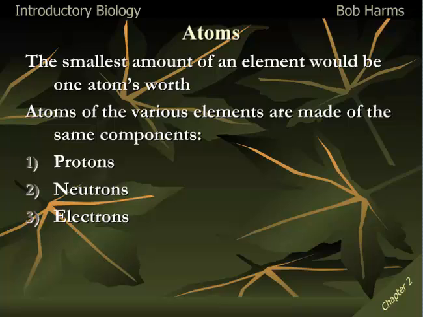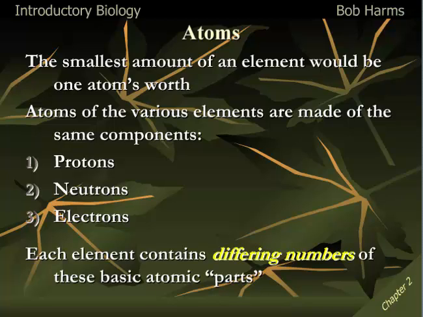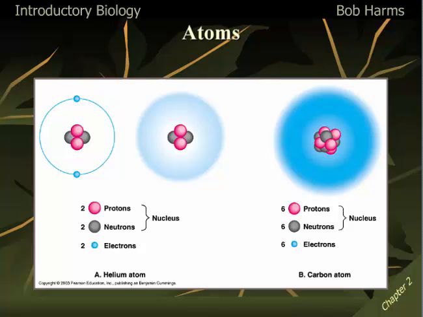Now, what makes oxygen chemically a different building block or element than carbon or nitrogen is simply, well, how many of these basic atomic parts do we find? How many protons, neutrons, or electrons make up the atom is going to give each element its distinct chemical properties. And so let's take a look at atomic structure. This cartoon is just a typical drawing of what atoms would look like.